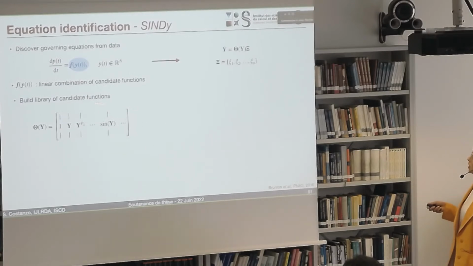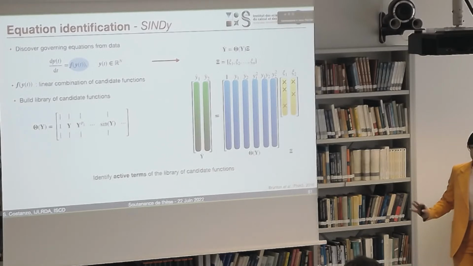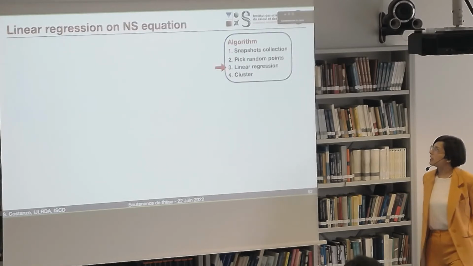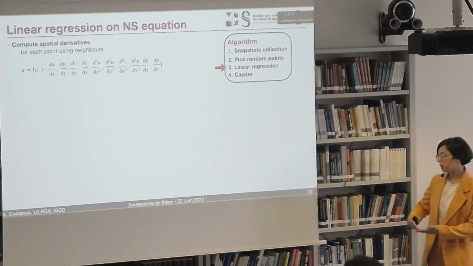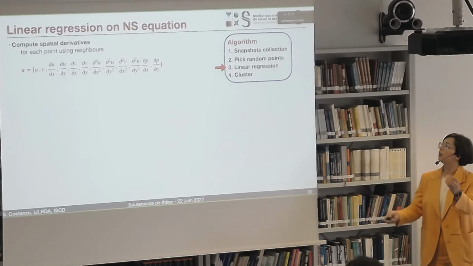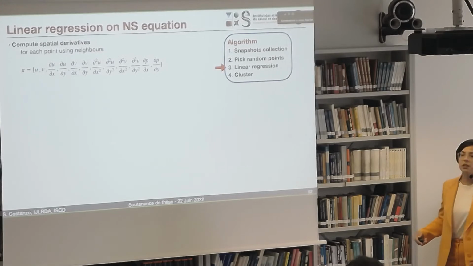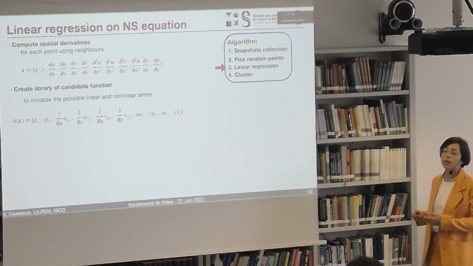So we have the library of candidate functions and a set of coefficients. We want to find the value of these coefficients to check which of these linear or nonlinear dynamics are active in our flow. Mathematically, we want to identify the active terms in this library. We apply this on the Navier-Stokes solver we have, so we collect the data, and from the data we compute spatial derivatives using the neighbors, up to the second order for the velocity and first order for the pressure. In this way, I can build my customized library of candidate functions, and I build all the possible linear and nonlinear terms I have in my equation.